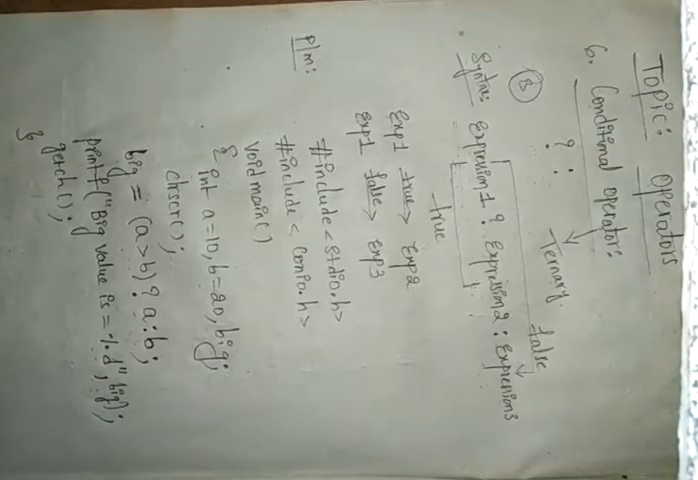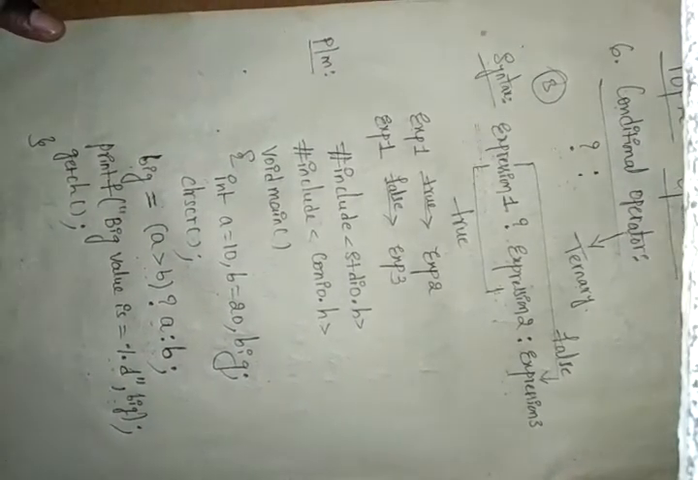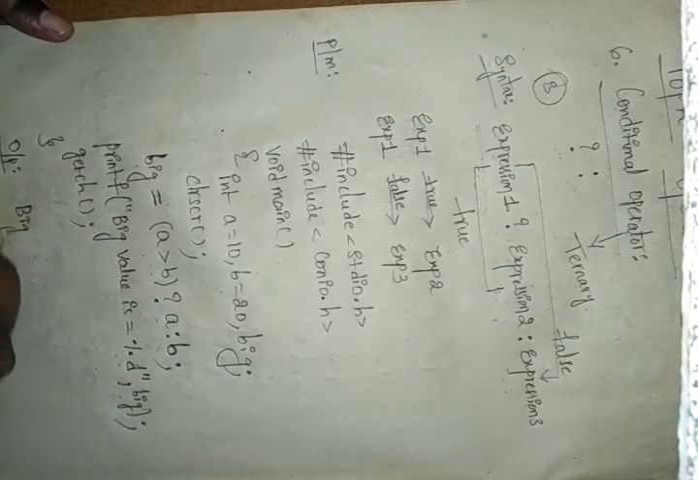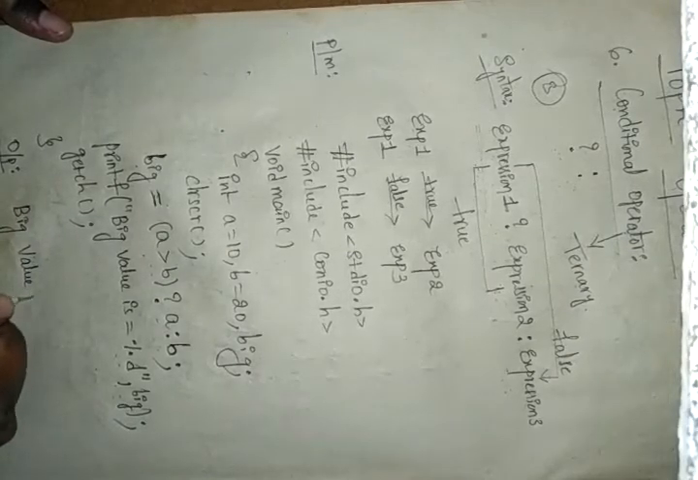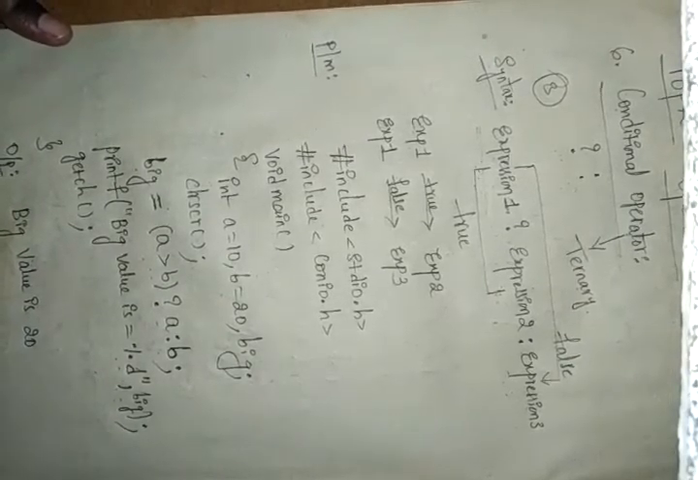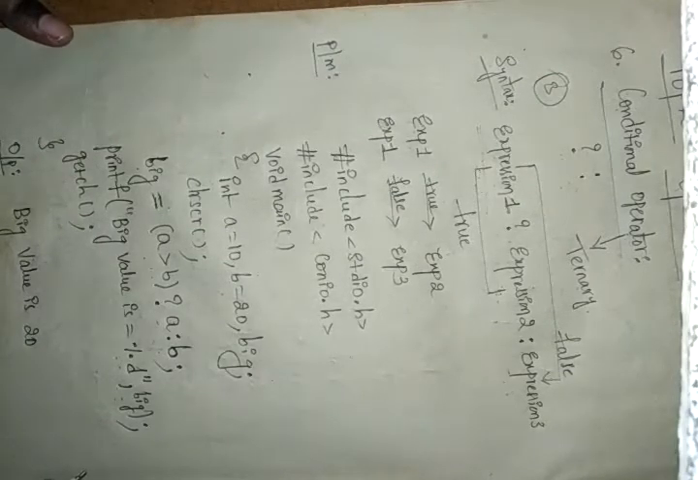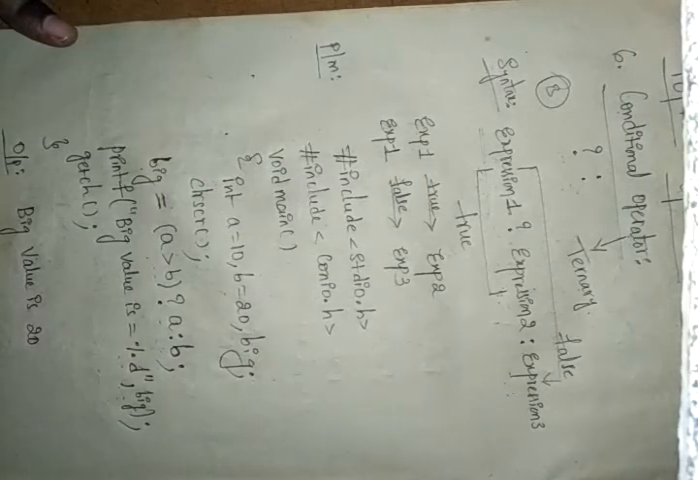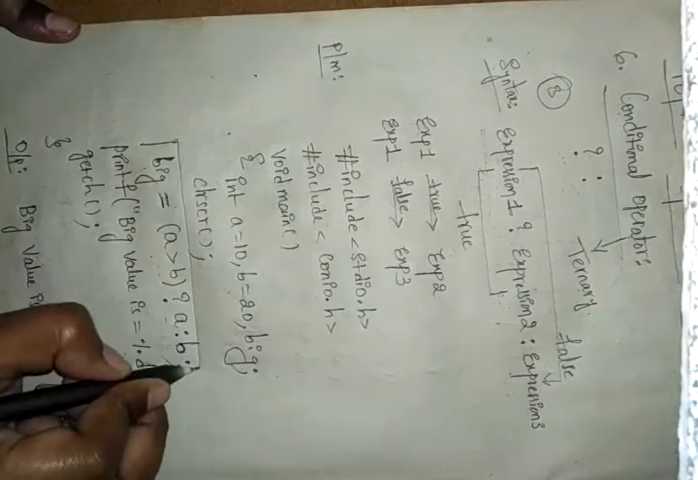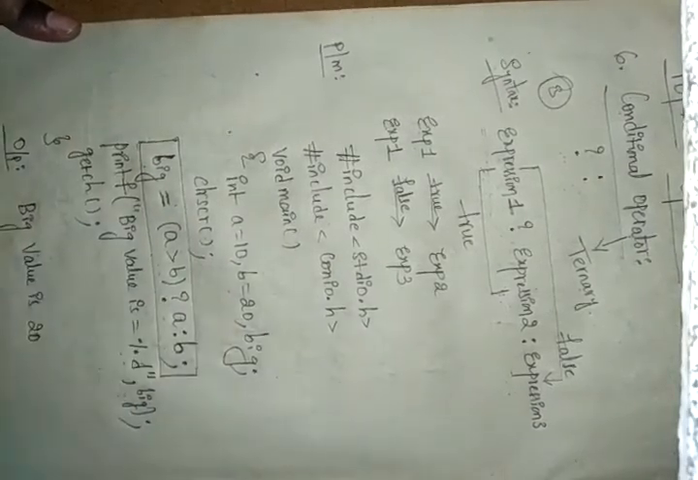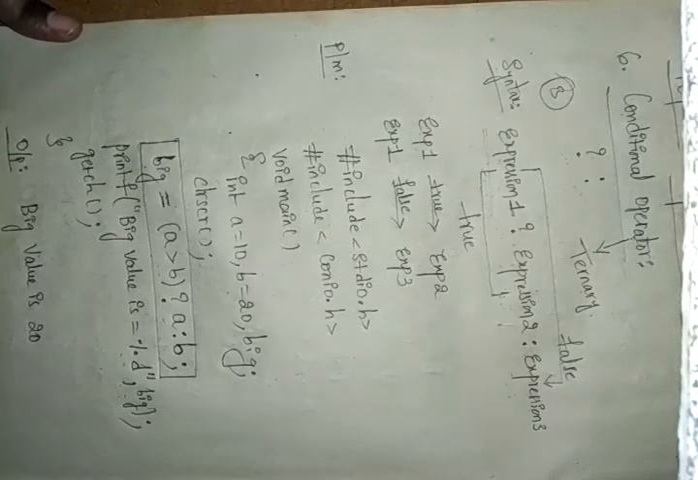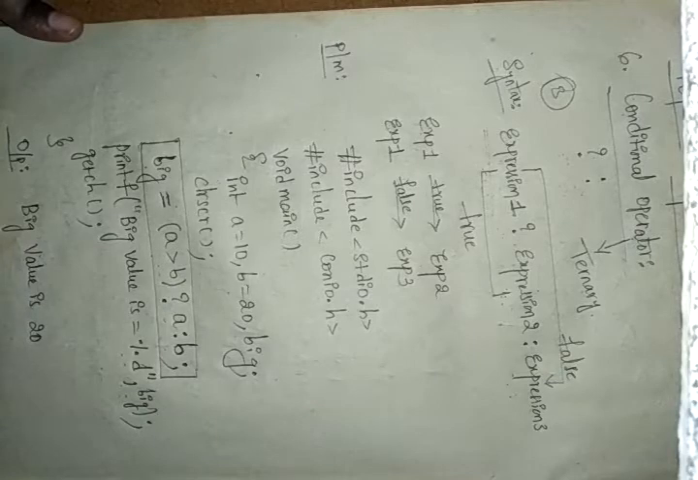So, what output will we get? Here I am directly writing the output: big value is 20. How do we get the big value? By using this statement, we are performing our program totally. That is how we got, by using that statement, big value is 20.